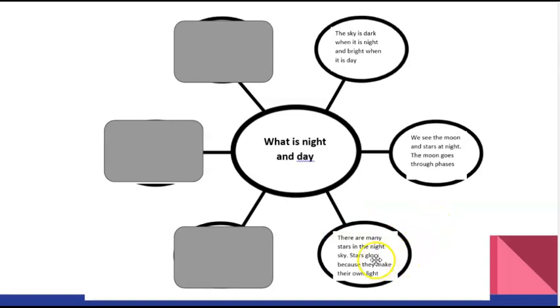I wrote, there are many stars in the night sky, because remember, the book told us that there were too many to even begin to count. I also wrote, stars glow because they make their own light. We're able to see stars in the night sky because they glow and make their own light. That's why we can see them all the way from Earth.